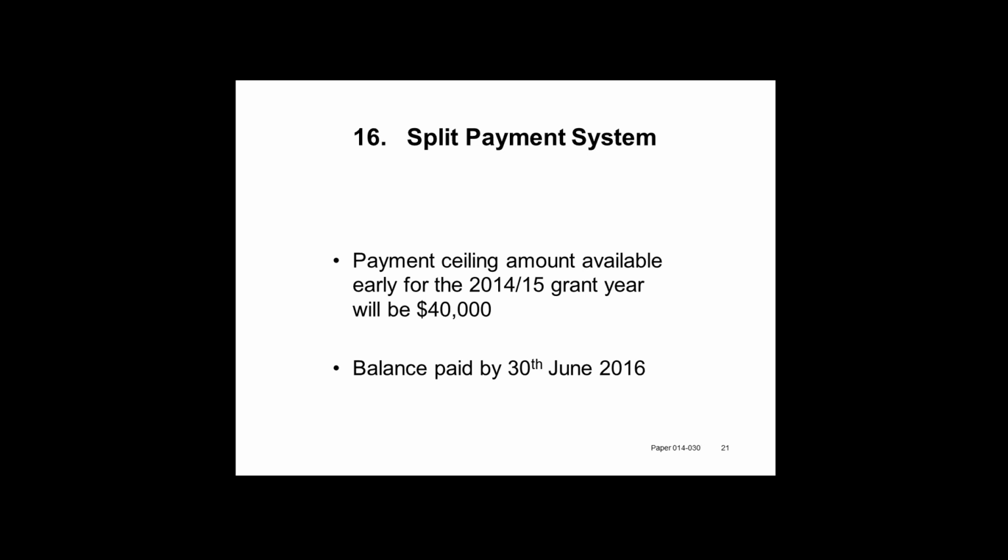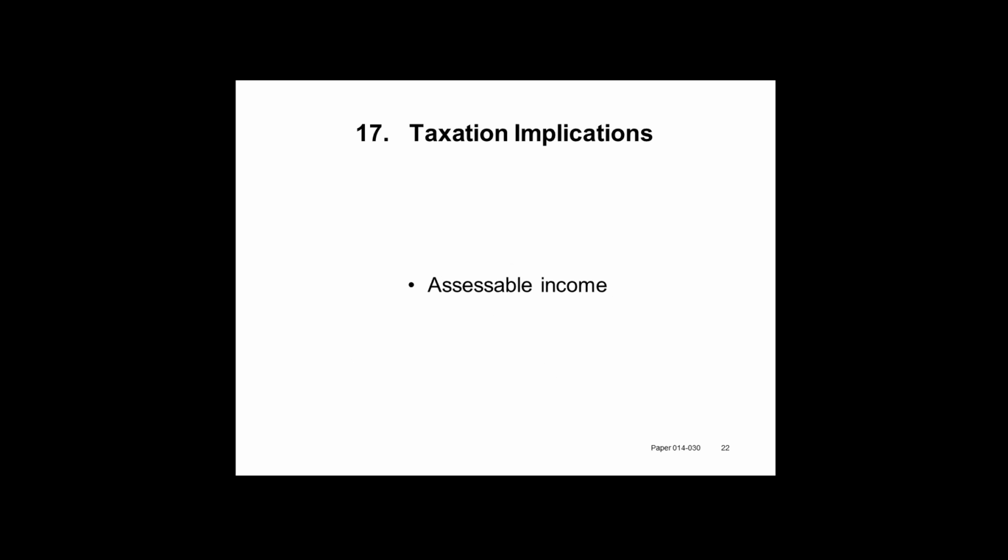Now that figure last year was $60,000, so that's an indication to me that there's been more interest in this grant, and on Austrade's website they're indicating that the ceiling payment for this year will be $40,000.